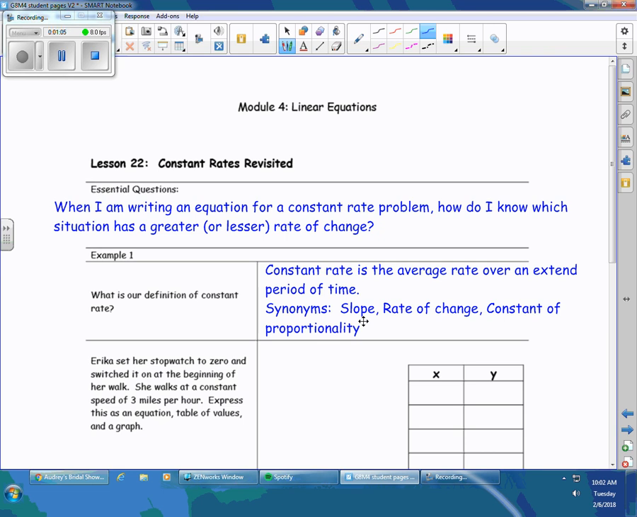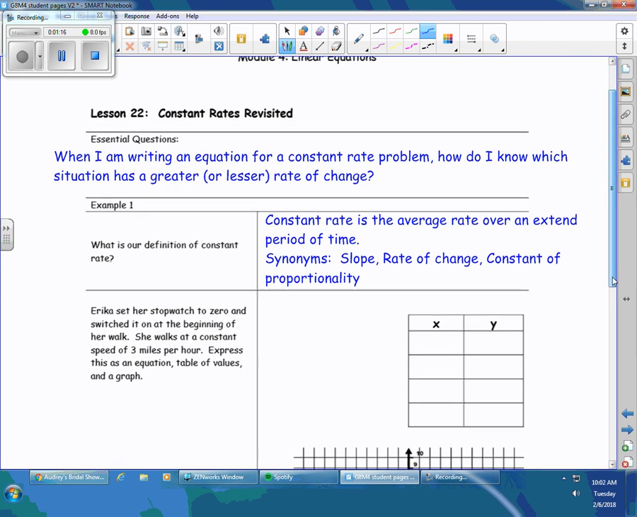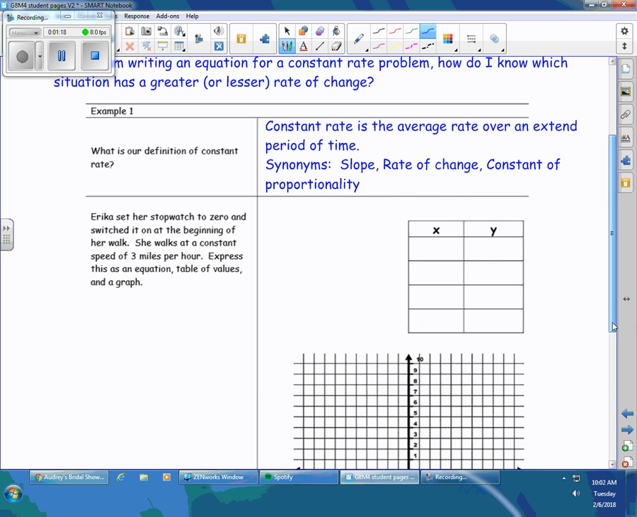Synonyms for constant rate: slope. We've been talking about slope a lot. Rate of change, I'm talking about that as well. Constant proportionality is more last year, probably what you talked about last year with your proportions and your constants.